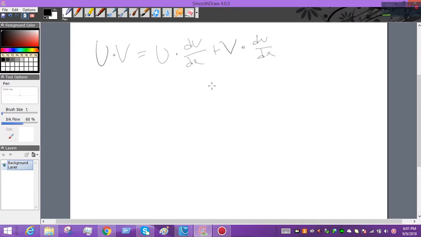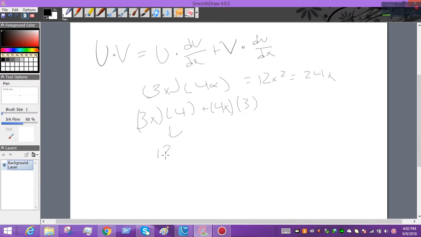Let's quickly write an example. If we had 3x times 4x, we could multiply this out and end up with 12x squared, so we should expect a derivative of 24x. Let's work through it. 3x is our u, times the derivative of v, which is 4, plus 4x, which is v, times the derivative of u, which is 3. This equals 12x plus an additional 12x, which equals 24x. So that is the product rule.